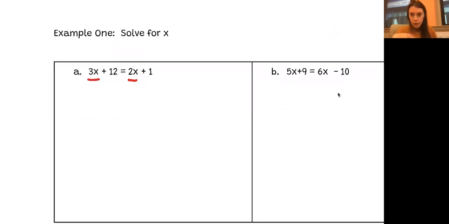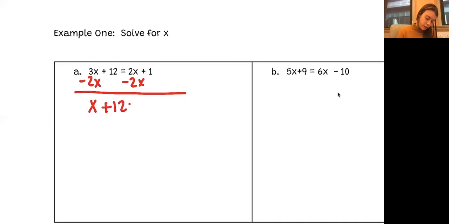Either way, you'll get the right answer in the end, but there is, I would say, a better strategy to do. And my strategy is I never want to have negative x values. So for this one, if I subtract 3x on both sides, I'd have 2x minus 3x, which is a negative x. So I don't like that. So instead, I'm going to subtract 2x on both sides. When I do that, I'll get 3x minus 2x, so I'll get x plus 12. 2x minus 2x is 0 plus 1.